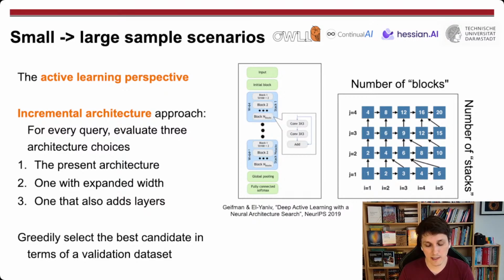And so what you would do is, at any point in time of query, you would actually train all of these three for a while and figure out greedily which one performs best and take that as a choice to continue on before you make the next query and start the same question again. You could see this illustrated on this number of blocks versus number of stacks, which is the author's definition for number of layers and the width of the layer, illustrated here on a simple matrix in terms of i and j indices.